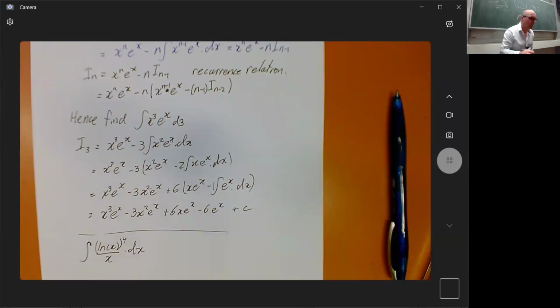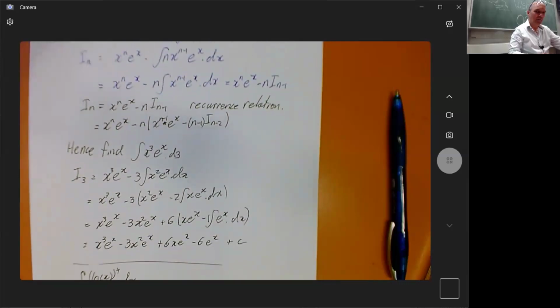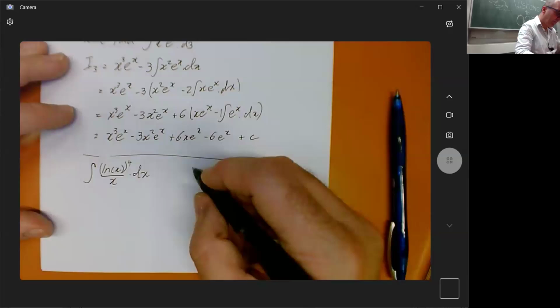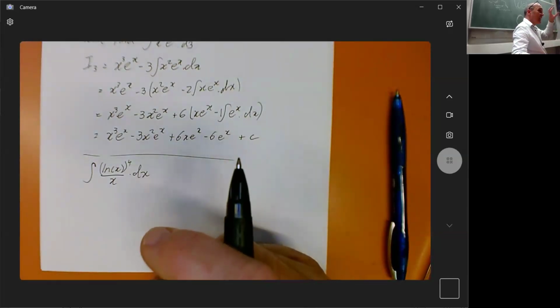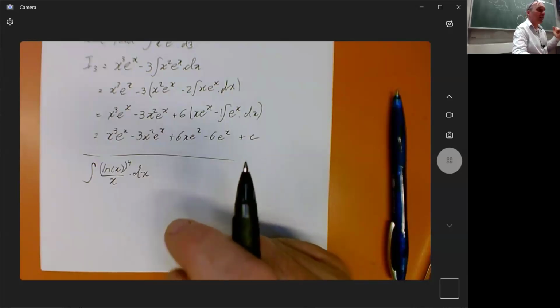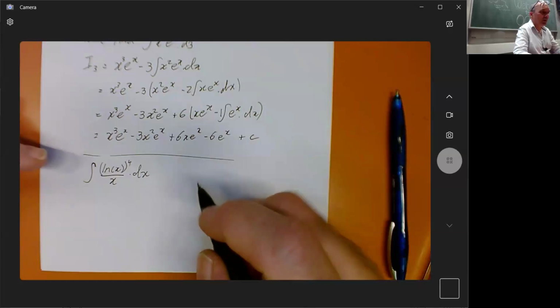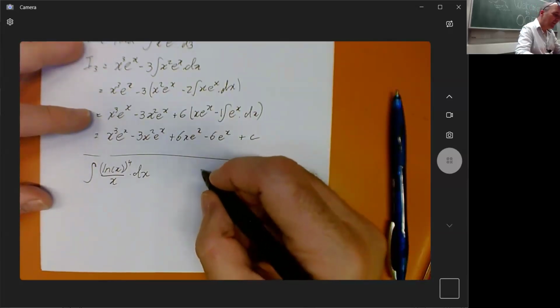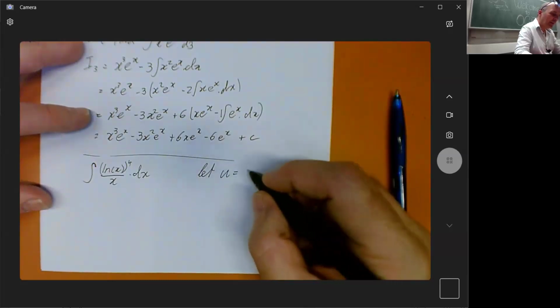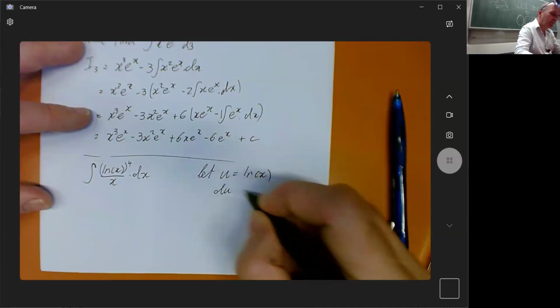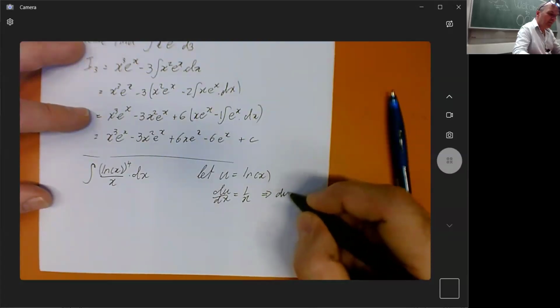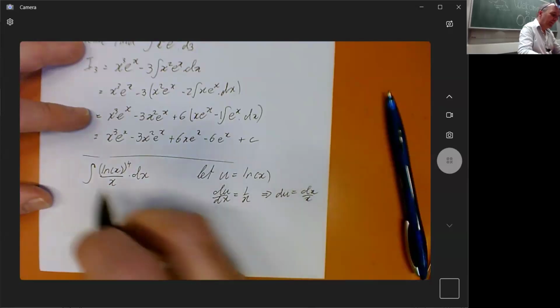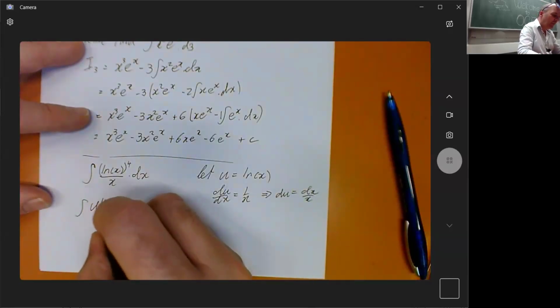So typically the rule is it's a substitution, right? I should try and do this as a substitution. Normally if I have a rational function like this, something in the numerator, something in the denominator, I let u equal the thing at the bottom. Ln of x is one of the few cases where I don't do that. So I'm going to let u equal ln of x, because du on dx is equal to 1 on x. I can write that as du is equal to dx on x. And so this integral becomes u to the power 4 du.